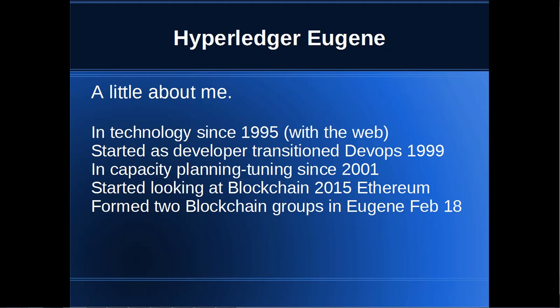And in February of this year I actually formed two blockchain groups in Eugene, the Eugene blockchain group and HyperLedger Eugene. And we're going to concentrate this evening on HyperLedger. Towards the end I'm possibly going to introduce a little application that we're looking at for a different project. But anyway, tonight is largely dedicated to HyperLedger, and in particular Fabric.